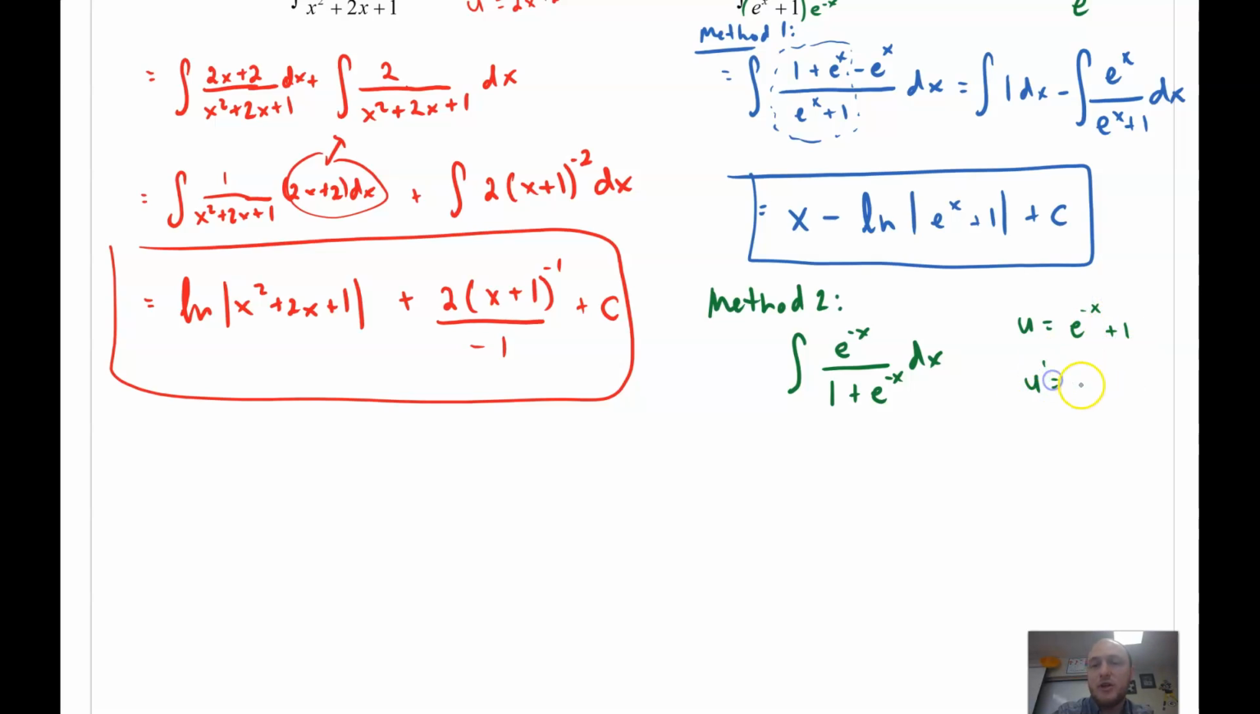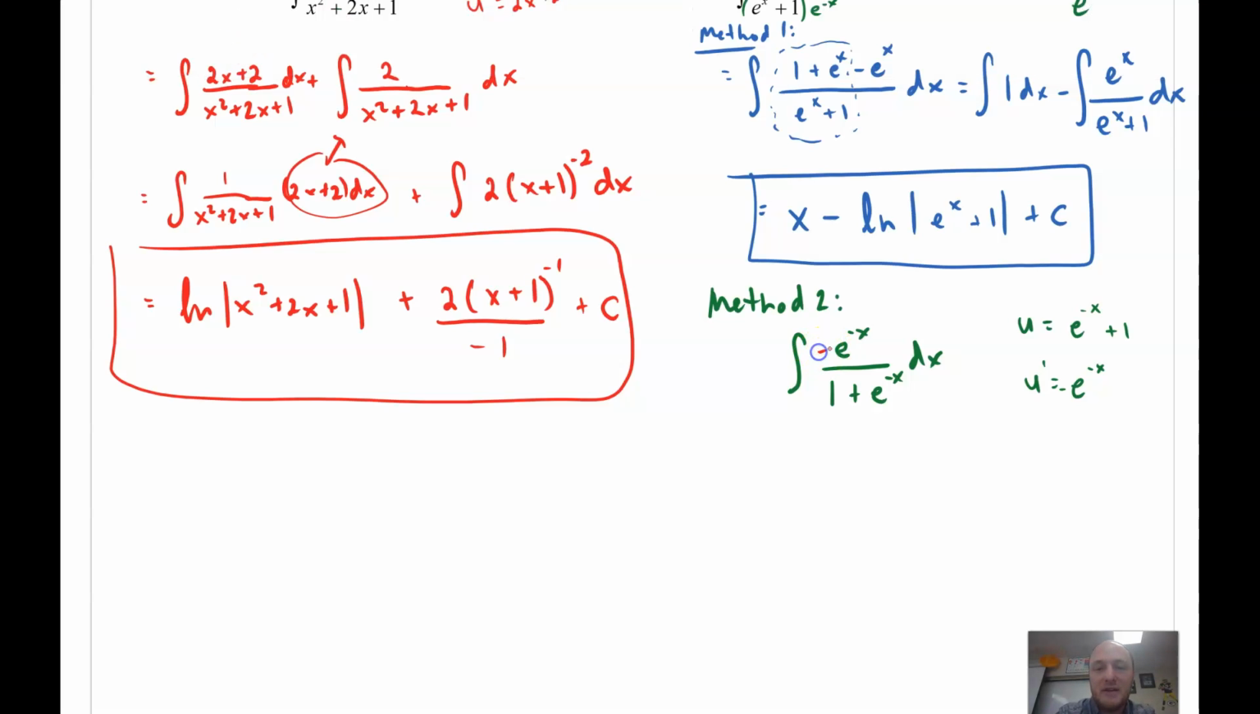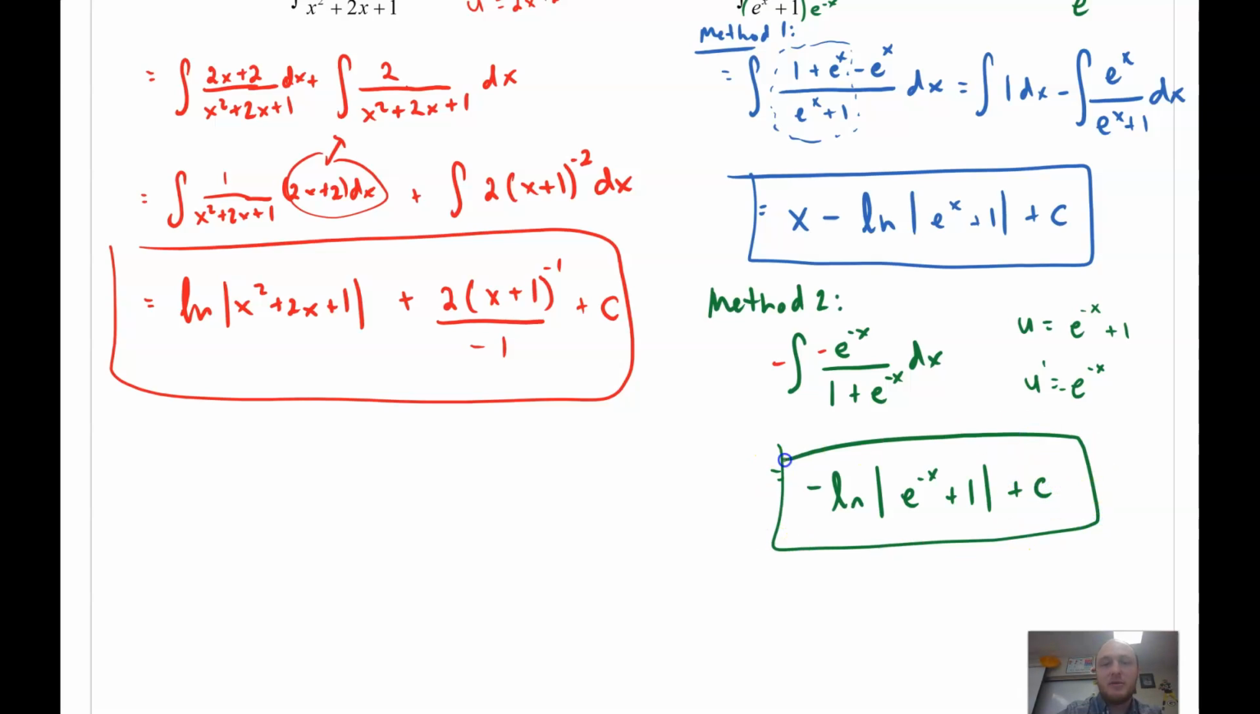That's my u, and then u prime is e to the negative x times the derivative of the power, which is negative 1. Hey, don't I have that? I just have to drop in a negative here and balance it here. But don't I have my hook? Yes, I do. So this is negative natural log absolute value of e to the negative x plus 1 plus c, and we're done. Now, note these look different, but it's actually the same answer. Believe it or not.